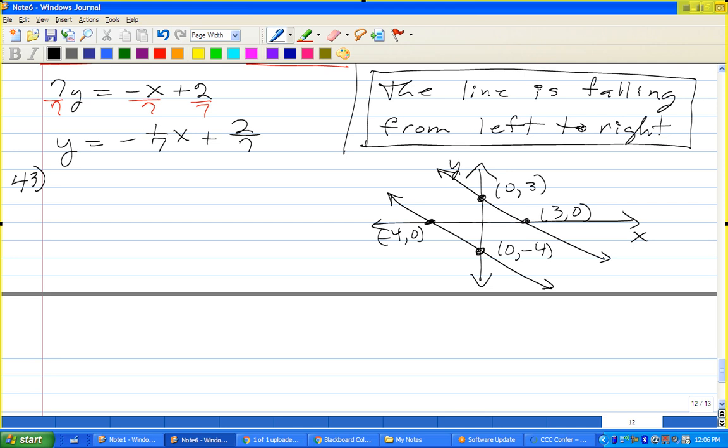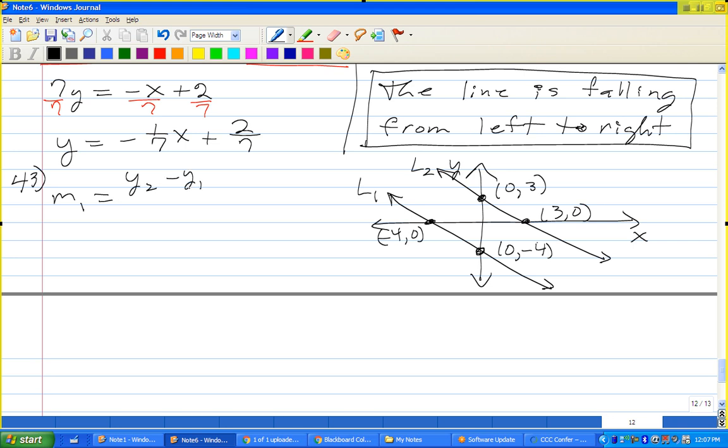Okay, so it says here in exercises 43 through 50, 2 points on each line are given. Use the points to find the slope and verify that 1, the slopes of parallel lines are equal, and 2, the product of the slopes of perpendicular lines is negative 1. In this case, these are parallel lines, of course. So let's call this, I don't know, L1 and call this L2. So let's find the slope for the first line.